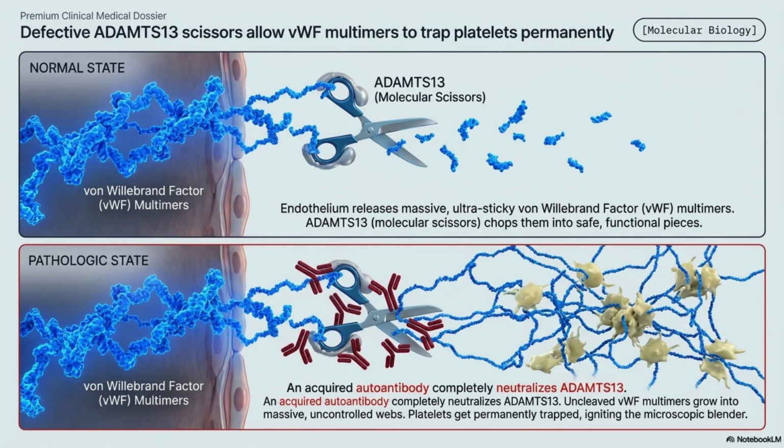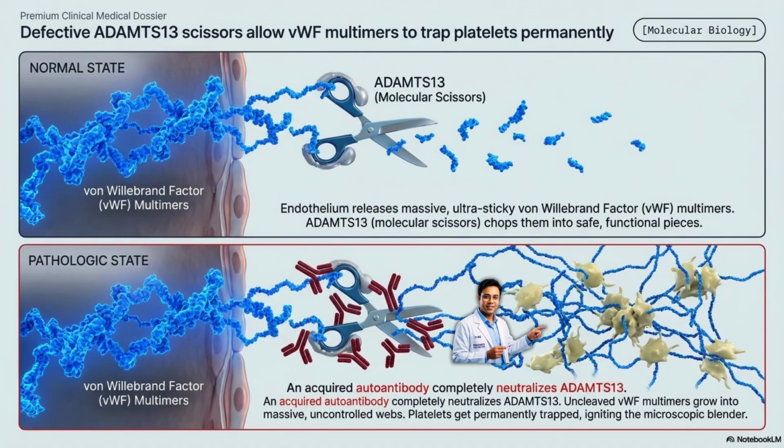In the pathologic state of TTP, an acquired autoantibody completely neutralizes ADAMTS13. Because they are uncleaved, the von Willebrand factor multimers grow into massive, uncontrolled webs. Platelets get permanently trapped, igniting the microscopic blender.